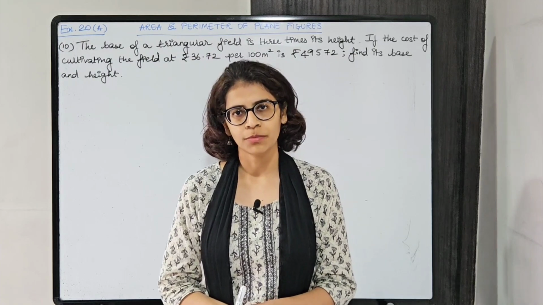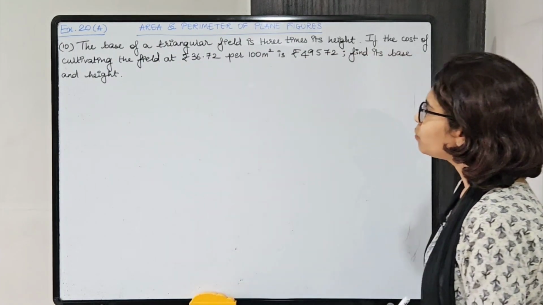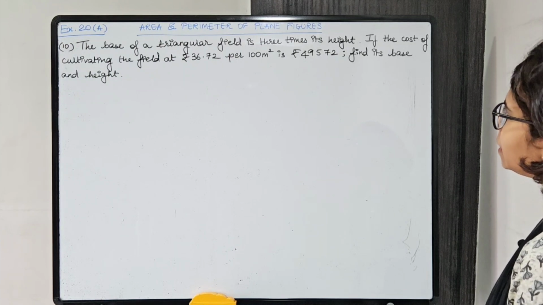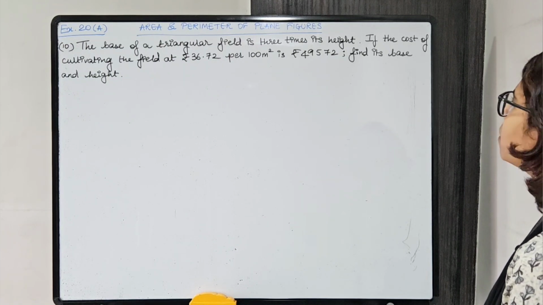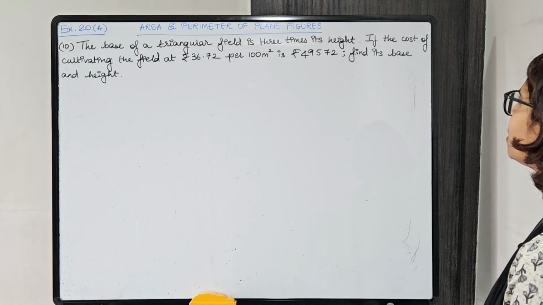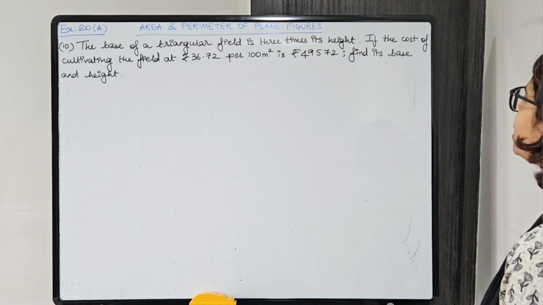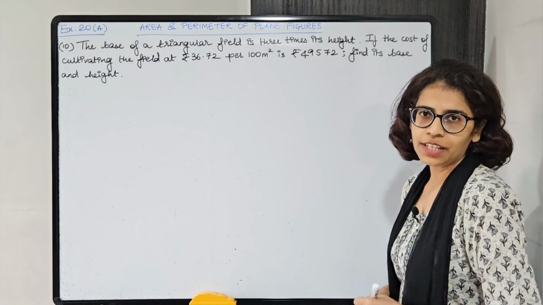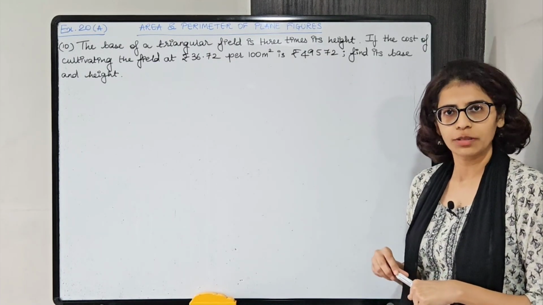So starting with question number 10. The base of a triangular field is 3 times its height. If the cost of cultivating the field at rupees 36.72 per 100 square meter is rupees 49,572, find its base and height. There is a triangular field and for the field we need to find out the base and height.